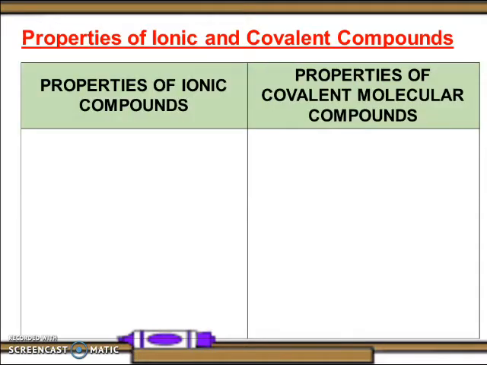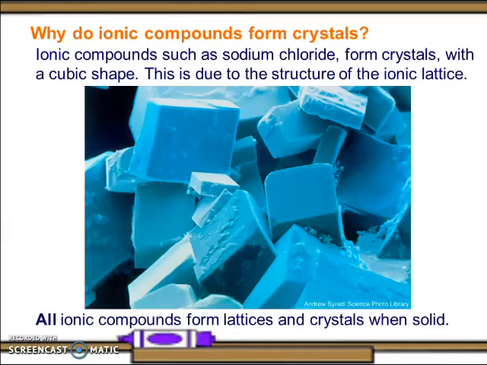Let's have the properties of ionic compounds. First, they form crystals. Why do ionic compounds form crystals? Ionic compounds such as sodium chloride form crystals with a cubic shape. This is due to the structure of the ionic lattice. All ionic compounds form lattices and crystals when solid.